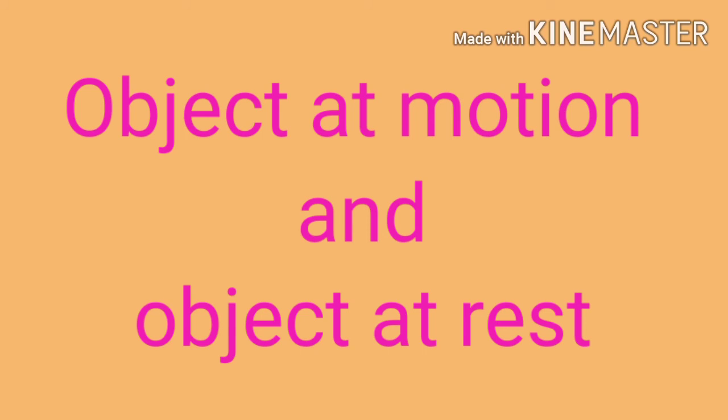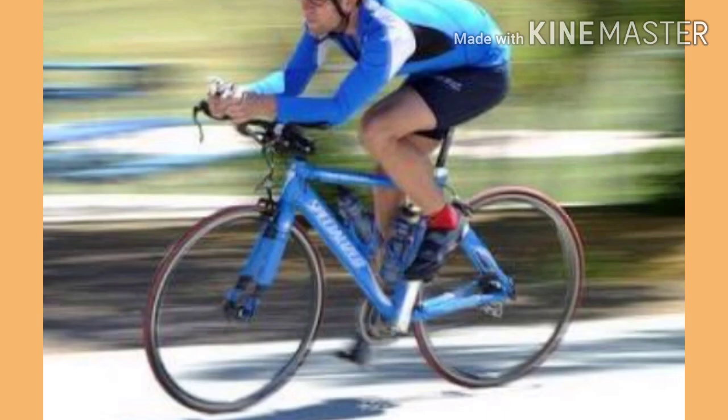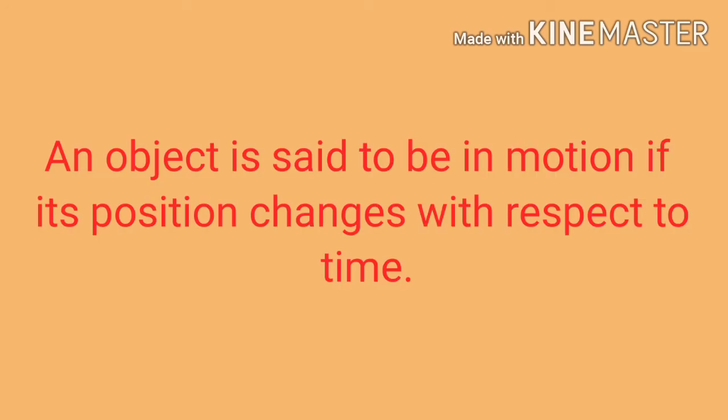Now how can we say that the object is moving or not moving? Like if a car is moving, we say the car is moving. How can we say that an object is in motion? An object is said to be in motion if the object changes its position from one place to another.